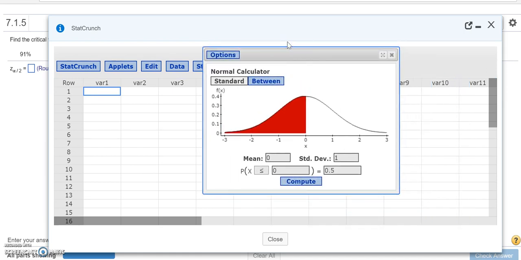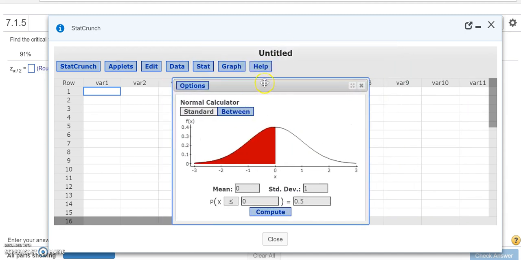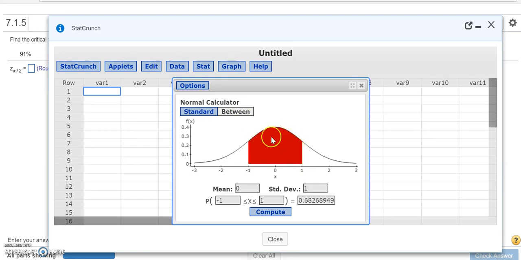Now remember, a confidence interval is going to give me a range of values. It's going to go from a lower number to a higher number. So what I want to do here is click the option for between. Now I can see I'm in the right view so that I have a lower number and a higher number that's separating off this interval here in the middle. So the confidence level, the 91% in this case, is telling us what the area is between the lower value and the higher value. So in this case, it was 91%.